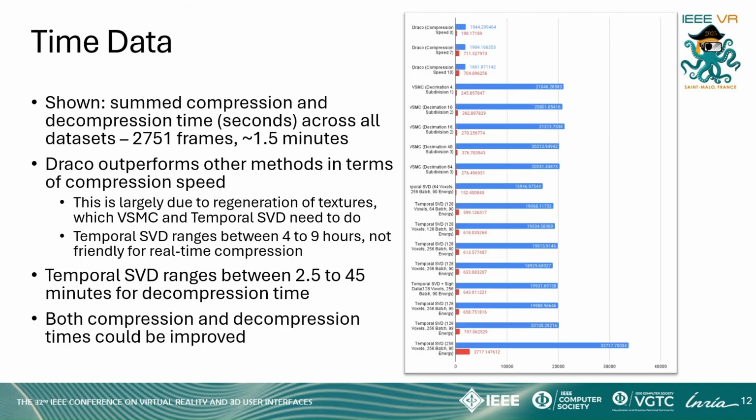Looking at the time data, it can be seen that Draco far outperforms the other methods in terms of compression speed. This is largely due to VSMC and Temporal SVD needing to regenerate their textures, whereas Draco may reuse the same textures as it reuses the same UV coordinates. Temporal SVD ranges between 4 to 9 hours to fully compress all 1.5 minutes of dataset video, so unfortunately it is not friendly for real-time compression.